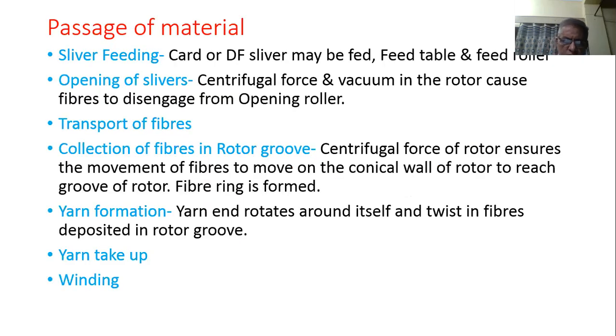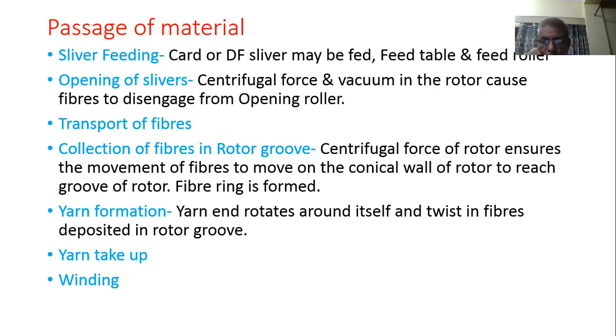So we can say, what are the different zones of passage of material? Number one is sliver feeding. Card or draw frame sliver may be fed. There is an arrangement of feed table and feed roller which ensures the uniform feeding of the material. Then opening of the sliver takes place.